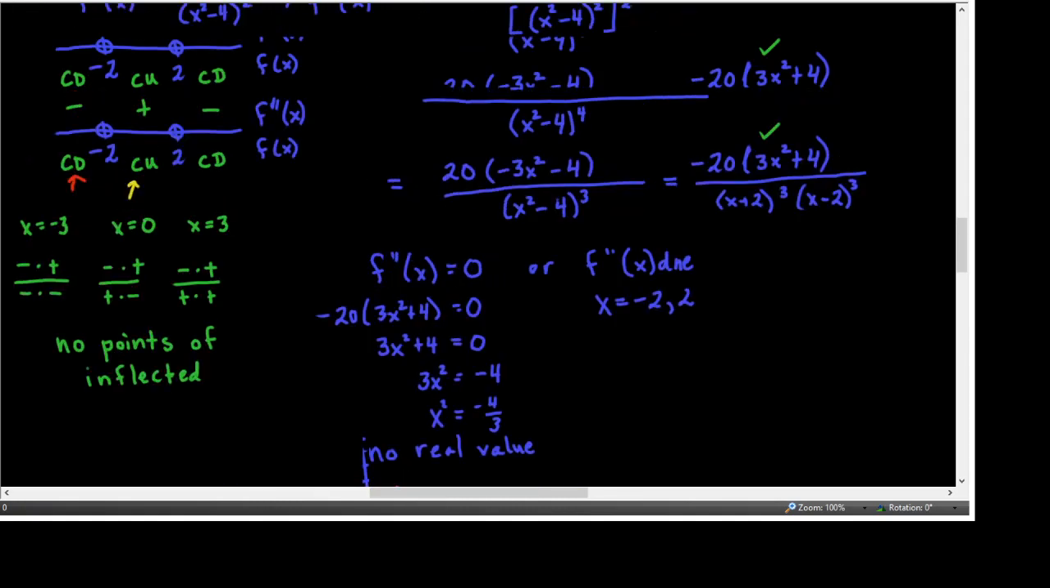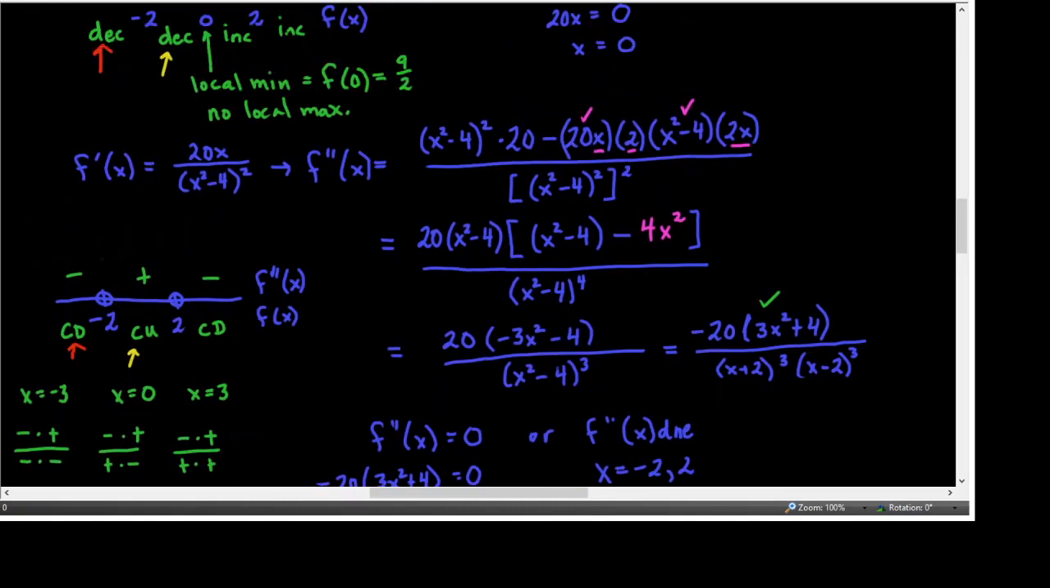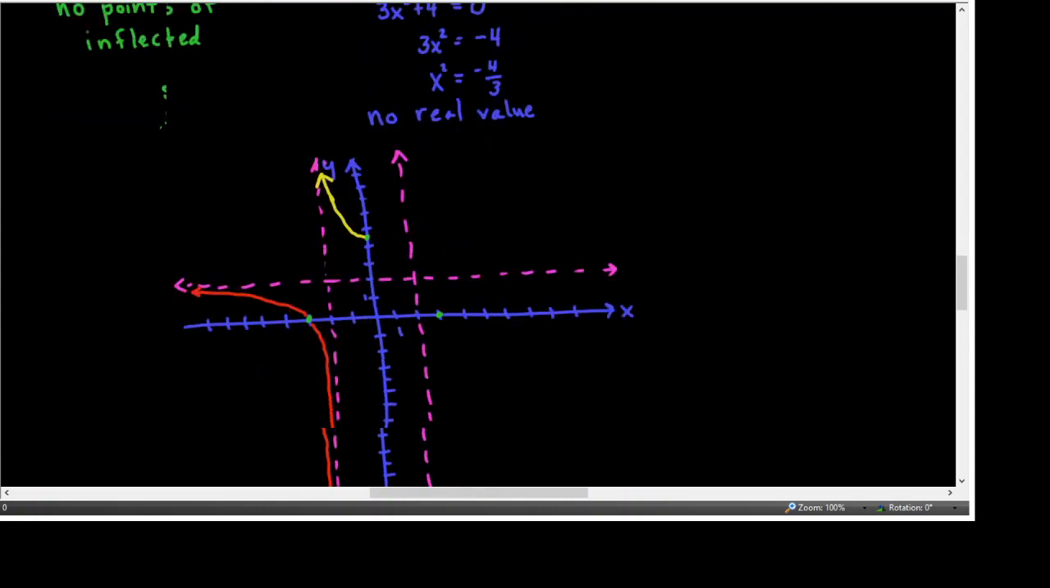Then starting at 0, let's use a color I haven't used yet. It starts to increase from 0 to 2, but it's still concave up between -2 and 2. So from 0 to 2, it's increasing and concave up, taking into account our vertical asymptote.